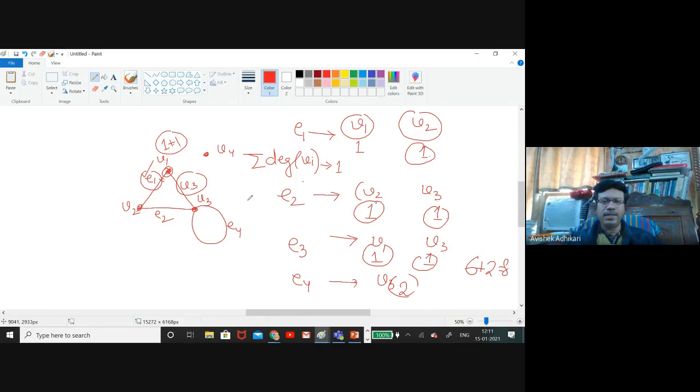And how many edges are there? 4 edges are there. So that is 2 into E, the number of edges. Is it clear to all of you?